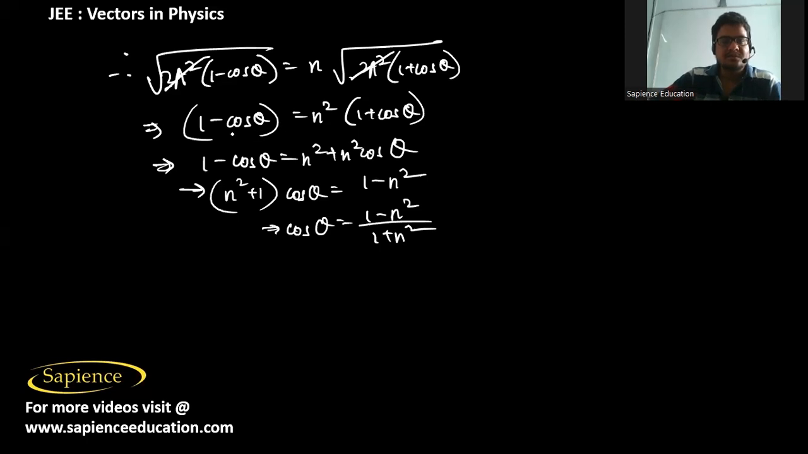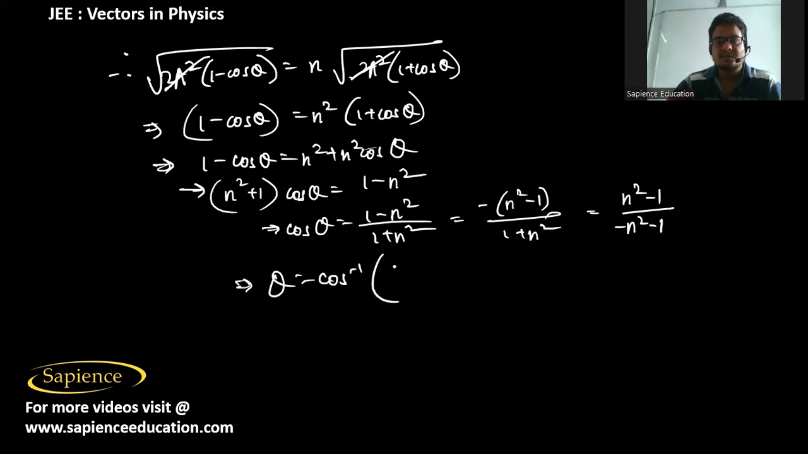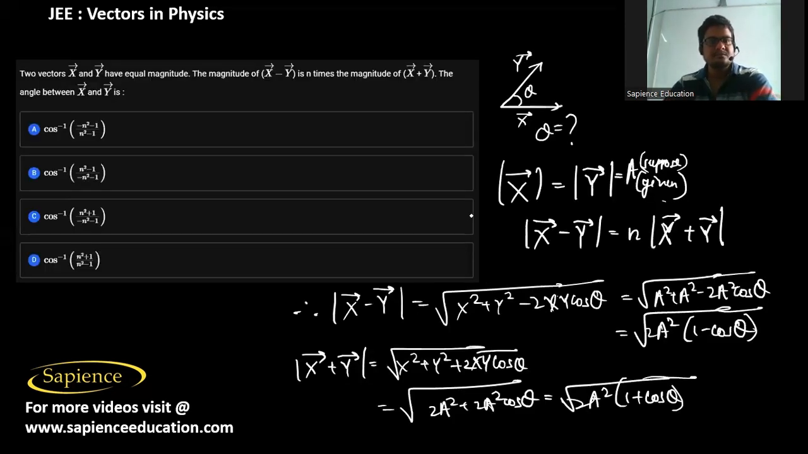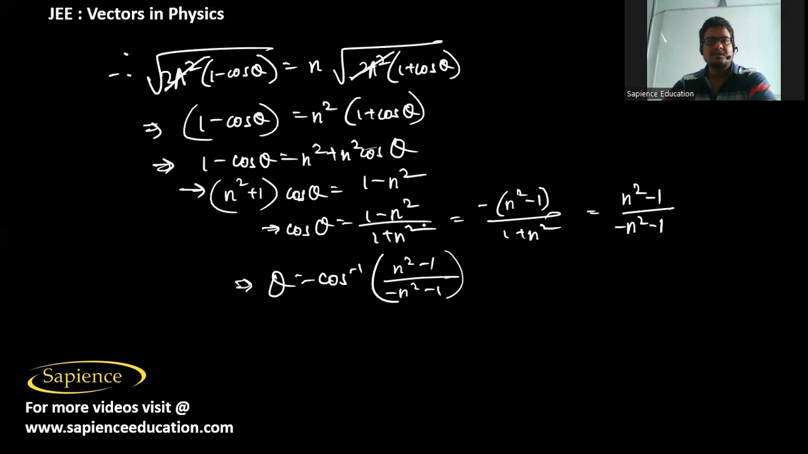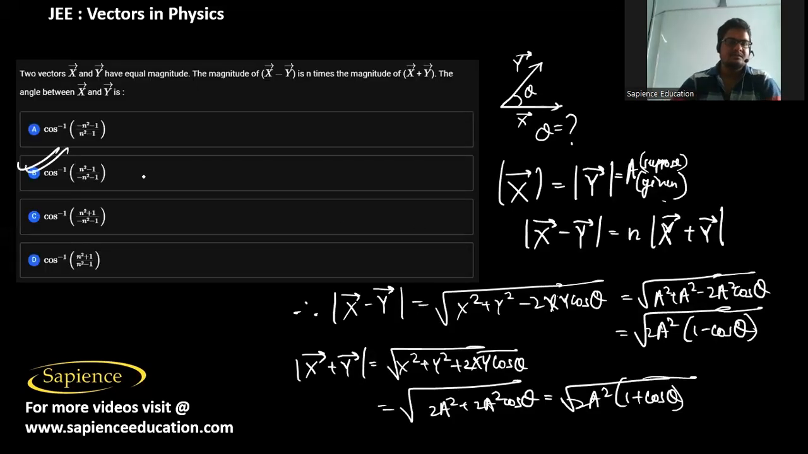So here we can say this is 1 plus cos theta equal to, okay, 1 minus cos theta, that is equal to n square. Or we can say this will be minus of n square minus 1 by 1 plus n square. Or you can say this will be n square minus 1 by minus n square minus 1. So therefore theta will be equal to cos inverse of n square minus 1 by minus n square minus 1. So it means that option B is the correct answer.